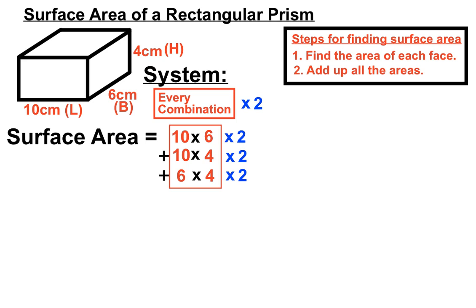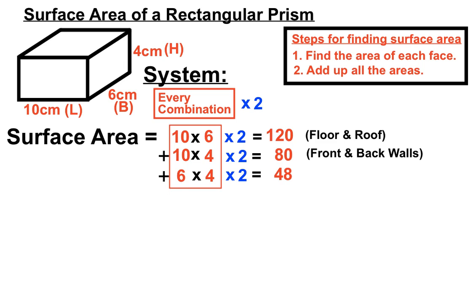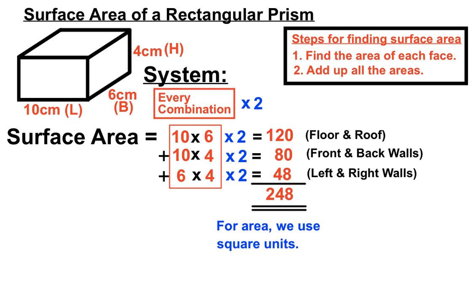Now let's double check that we've got everything happening here. We have 120 and 80 and 48 when we calculate all those things out in our calculator, but let's make sure that we've covered everything. We've got a floor and a roof, both 6 times 10. We've got a front and a back wall, both 10 times 4. And we've got a left and a right wall, both 6 times 4. Yep, we've covered every area of every face. We'll add those up and we get 248. And that's our number answer.